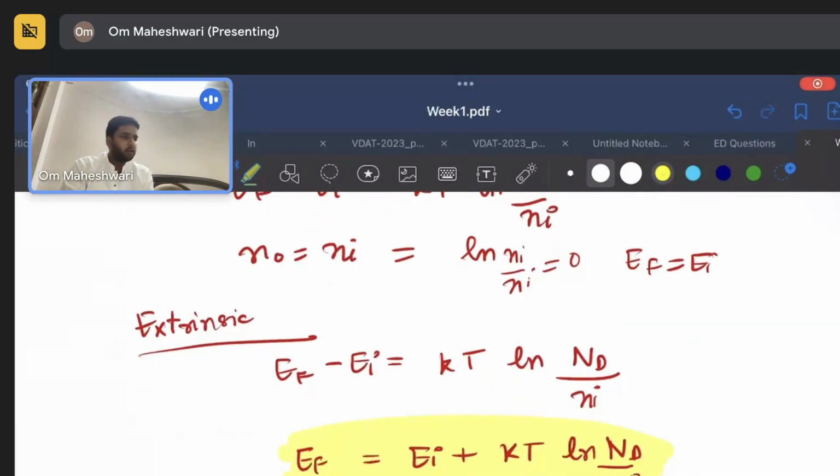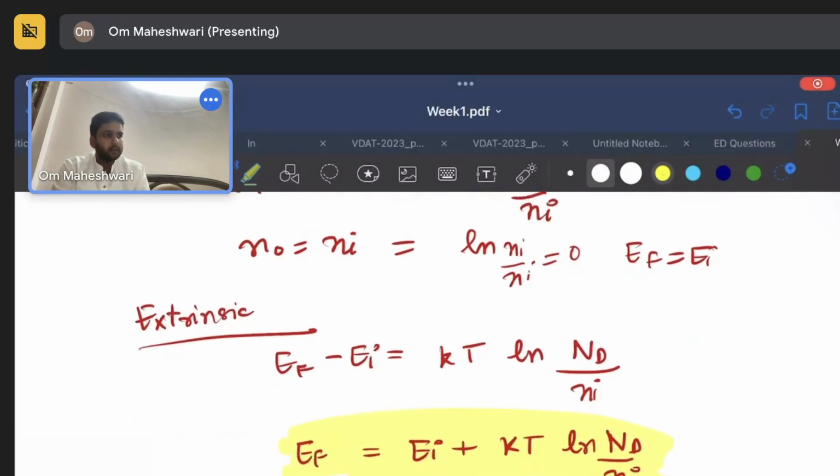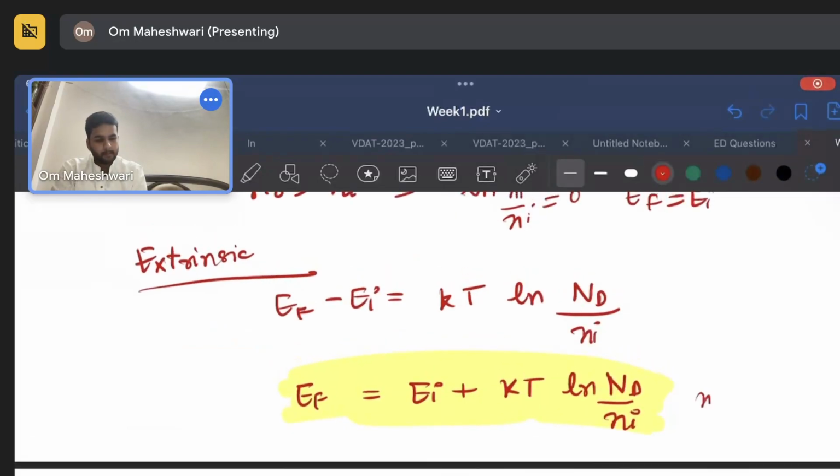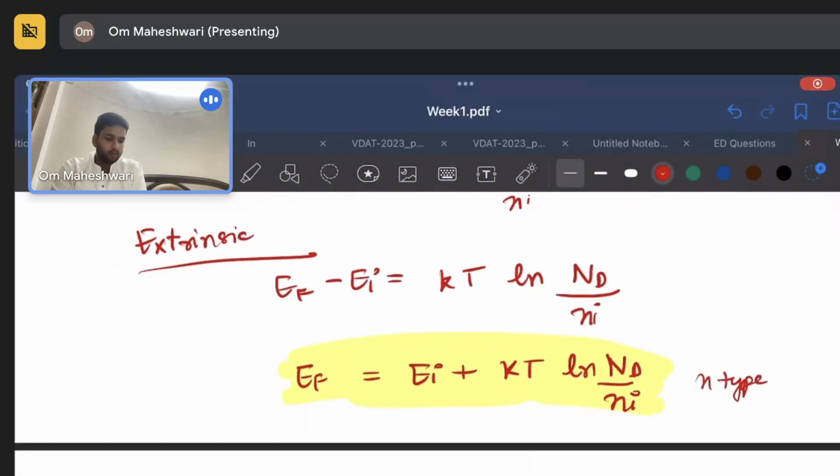We can also write it like, maybe, this was for N type. For P type, EF equals EI minus KT ln Na by Ni. P type.